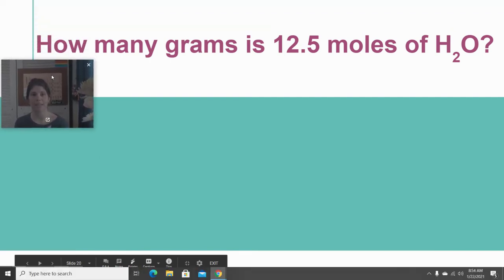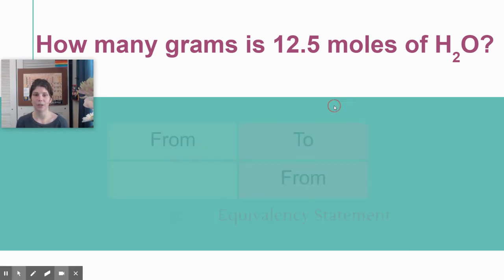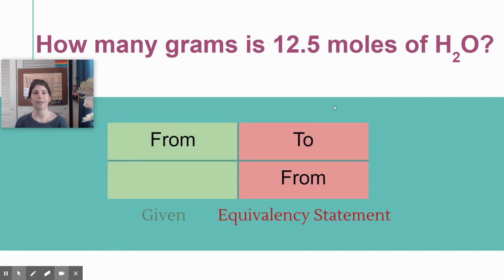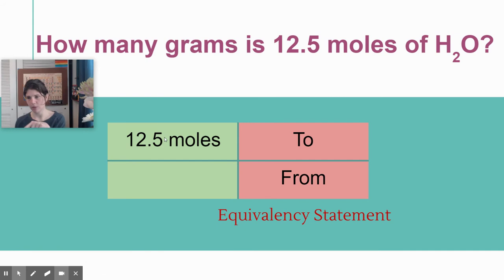And that practice problem says, how many grams is 12.5 moles of water? So we're using those same dimensional analysis charts that we were using earlier in the year, where we'd put the given in the top left and then the equivalency statement in the right. So in this problem, what is the given? 12.5 moles. So I'm going to stick that where given was. And you should also stick it down right underneath this over to the left. There's a yellow box for you to fill in. That's 12.5 moles.